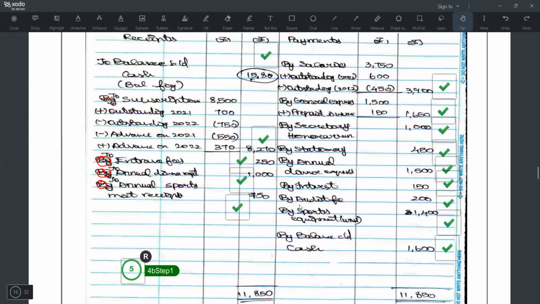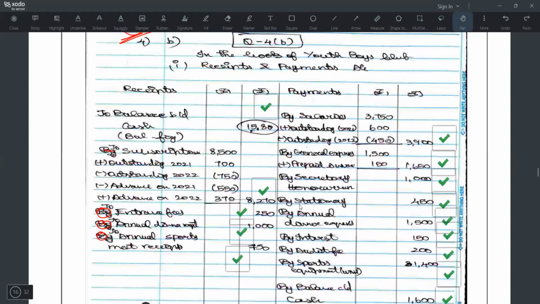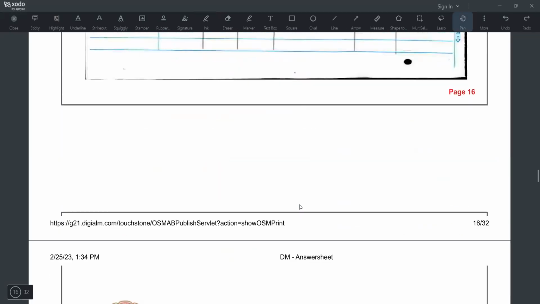Okay, so make sure you have everything. The subscription: don't go for working note subscription, plus outstanding, minus advance, plus advance. Whatever you do in schooling, do it in the same manner. Payments by salaries plus outstanding minus outstanding, that is closing outstanding minus opening outstanding. That is minus closing outstanding, opening outstanding. Reversal question. Everything you can do.